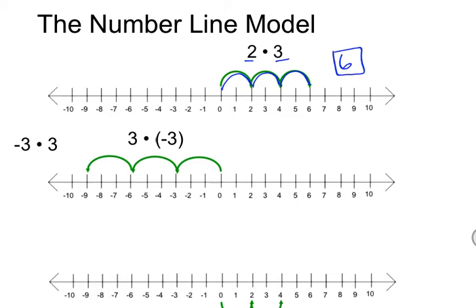Sorry, I'm saying this backwards. I actually want this other one. We're going to do negative 3, 3 times. So I do negative 3 once, twice, 3 times. I get negative 9 as the answer.